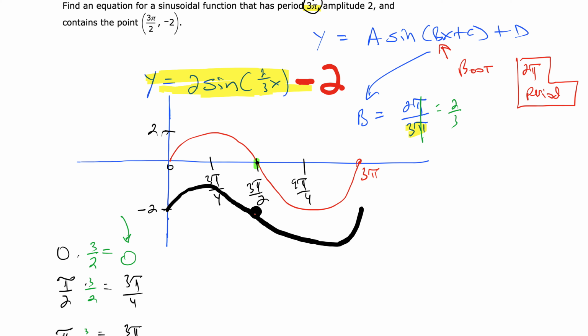Okay. So that's our point right there. 3 pi over 2 comma negative 2. Okay, so wait, 3 pi over 2 comma negative 2. All right, hold on.